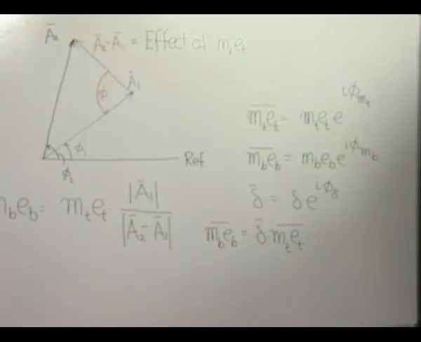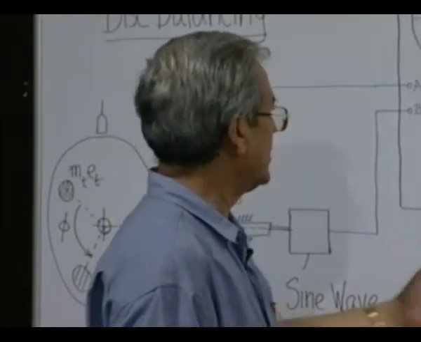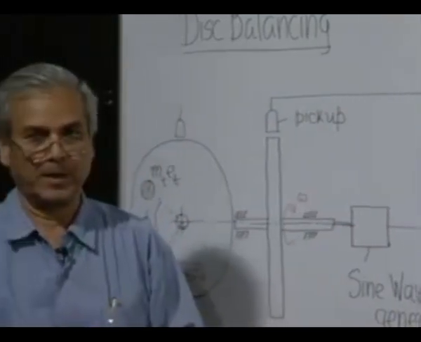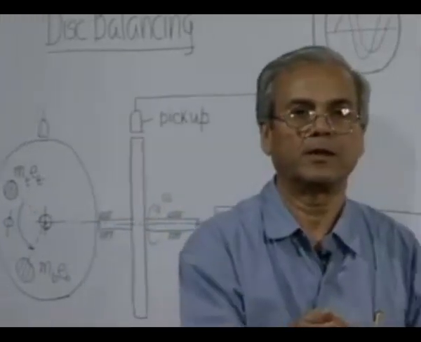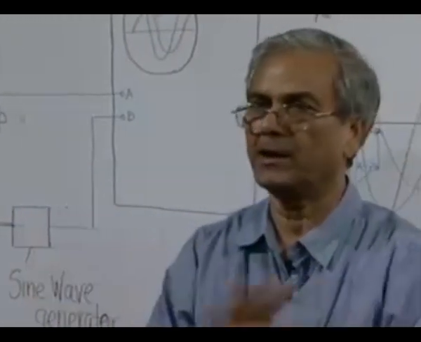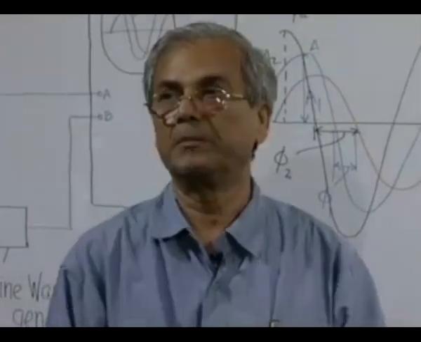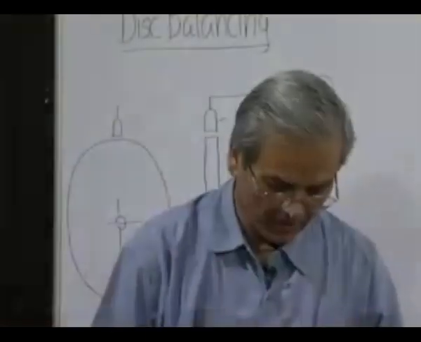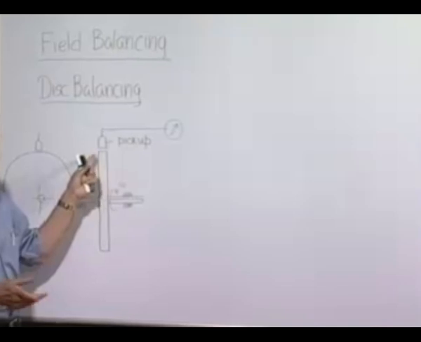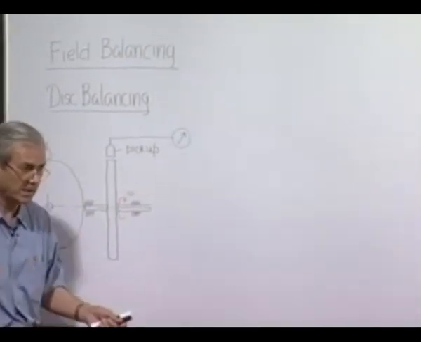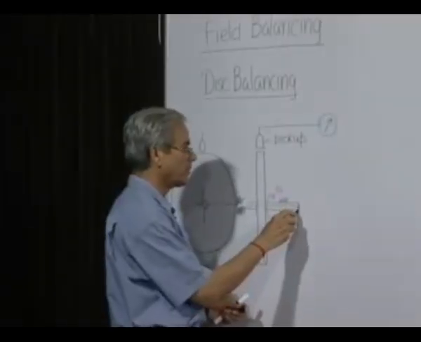Now sometimes one may find a situation where you do not have a sine wave generator and a double beam oscilloscope. What you may have in industry is simply a vibrometer which can measure the amplitude of vibration, nothing else. Even with that kind of simple instrumentation we can do field balancing, which I will tell now. So now we will take up the case where we have a simple vibration pickup, where you can get the amplitude of vibration, that is all. We do not need the sine wave generator or any complicated instrumentation like a double beam oscilloscope.